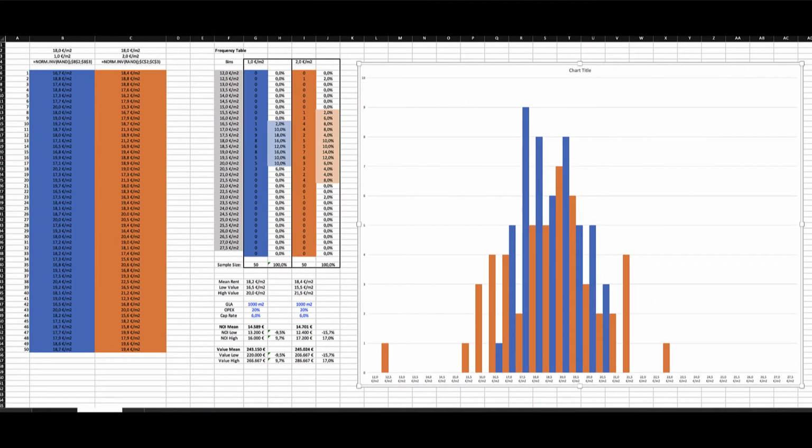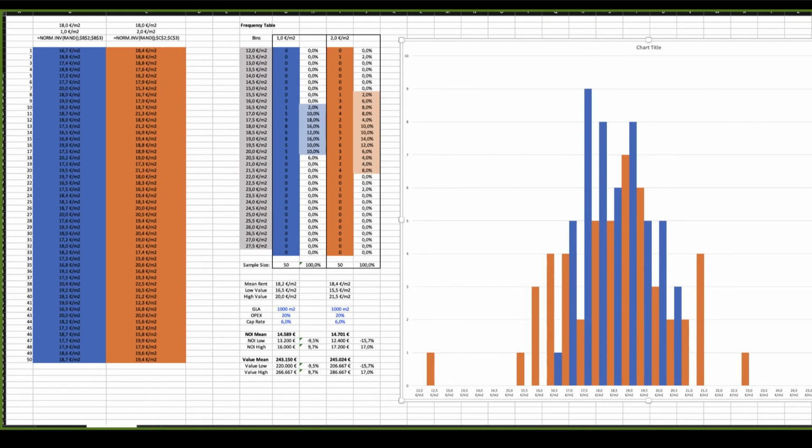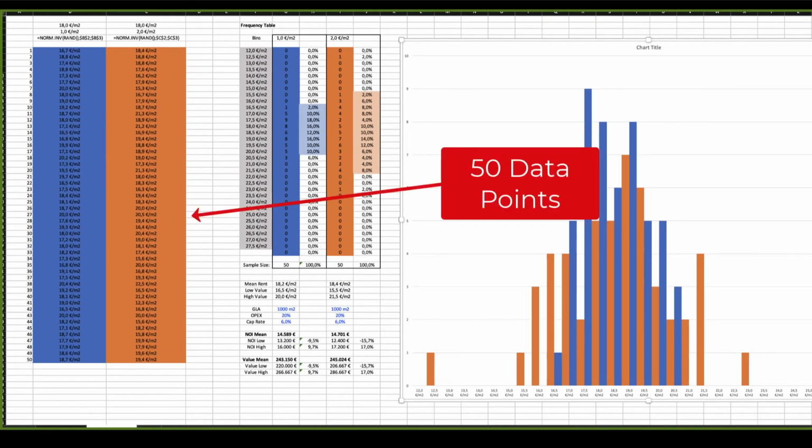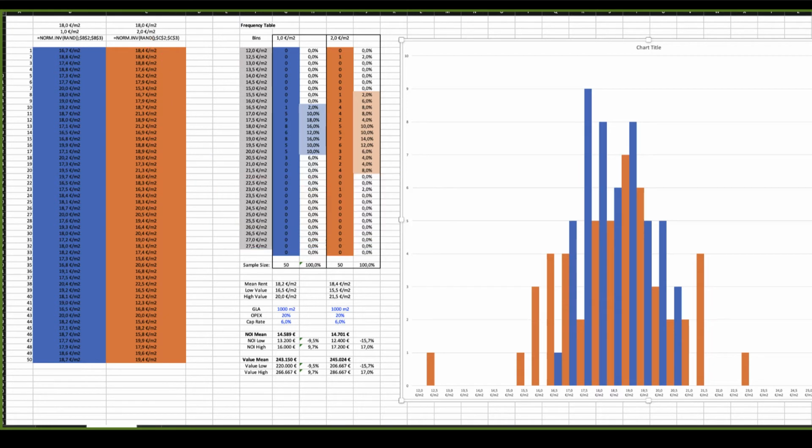For this example, I have created 2 samples of data by using Excel's random number generator. Here's the formula that I have used. Both datasets have a sample size of 50 occurrences and a mean of 18 euros. The standard deviation for the first sample is 1 euro and 2 euros for the second. Each data point is randomly generated and has no correlation with the prior data point.